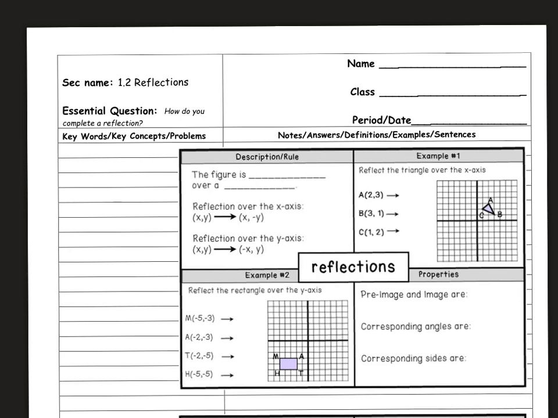Hi all, this is our second lesson in our transformation unit. We're talking about reflections today, and our essential question is, how do we complete a reflection?